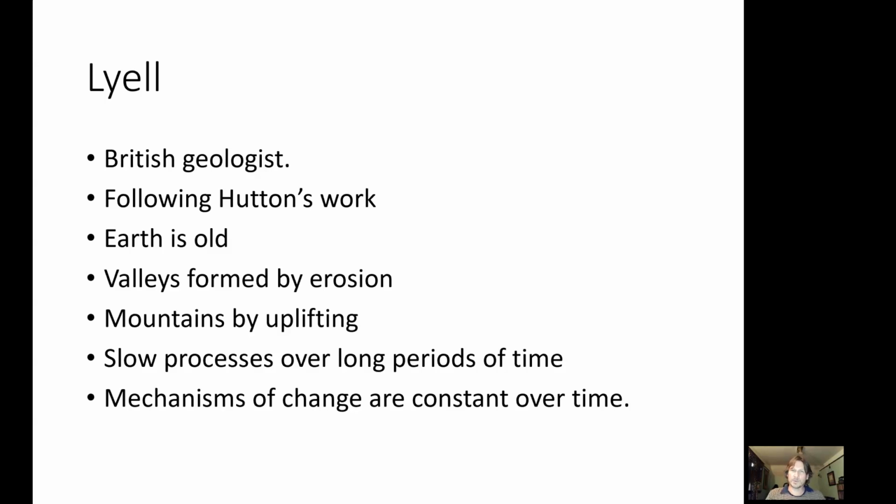But he comes up with two very remarkable and revolutionary ideas for the time. One, that valleys formed by erosion, right? But the other part was that mountains formed by uplifting, so that the whole face of the Earth is changing, right? You can get mountains pushing up and valleys eroding out, right? He saw slow processes over time, but also with periods of very rapid change, right? And so he has these mechanisms of change that are constant over time.